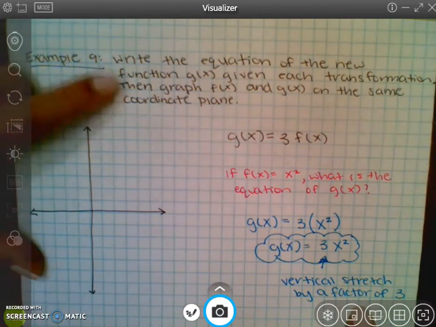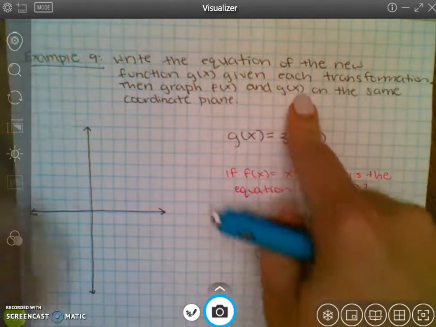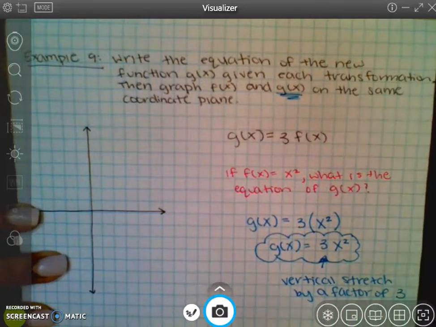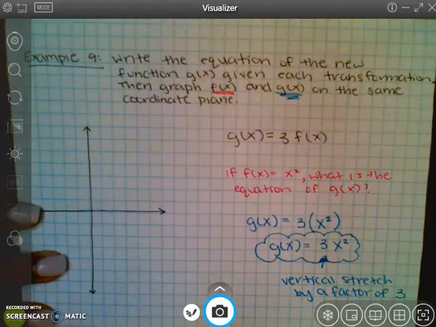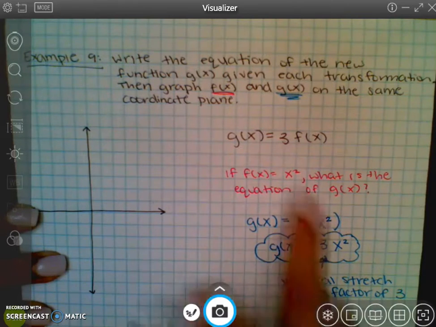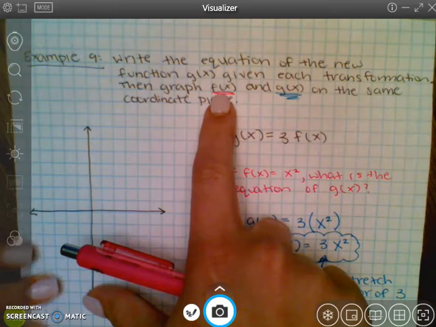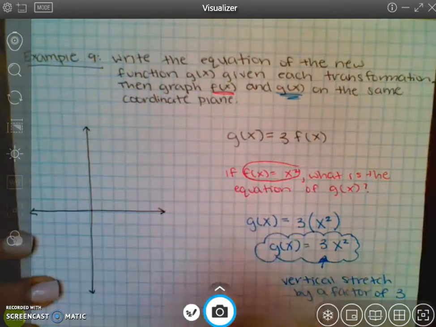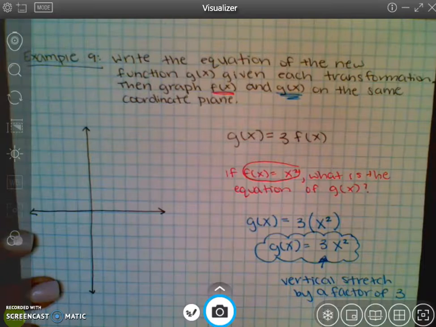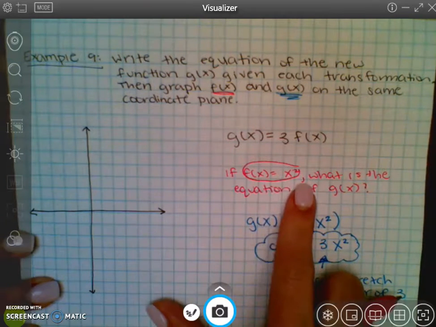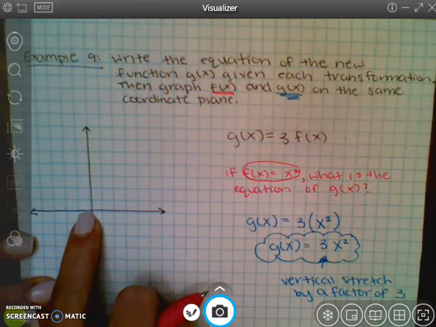Then it says, then graph f of x and g of x. So I'm going to make g of x blue, and I'm going to make f of x pink. Or in the original problem on her notes, it was red. So the original f of x is right here. This is the original one. That's just x squared. That's a parabola, that's the U shape, and everything is centered at 0.